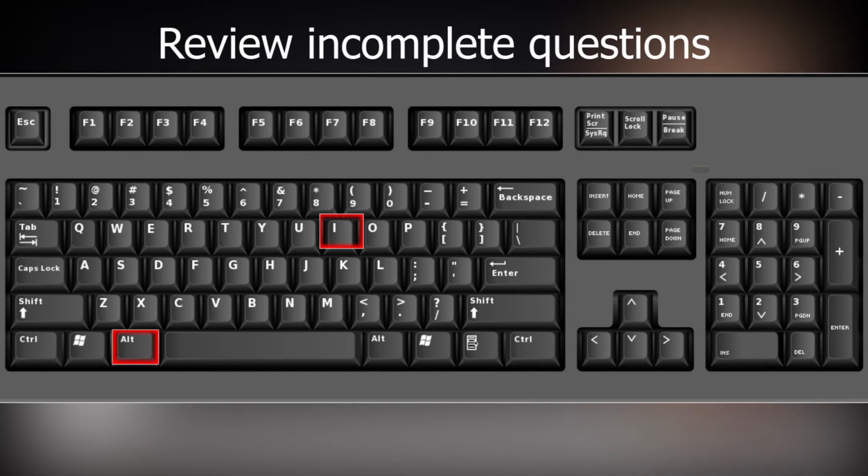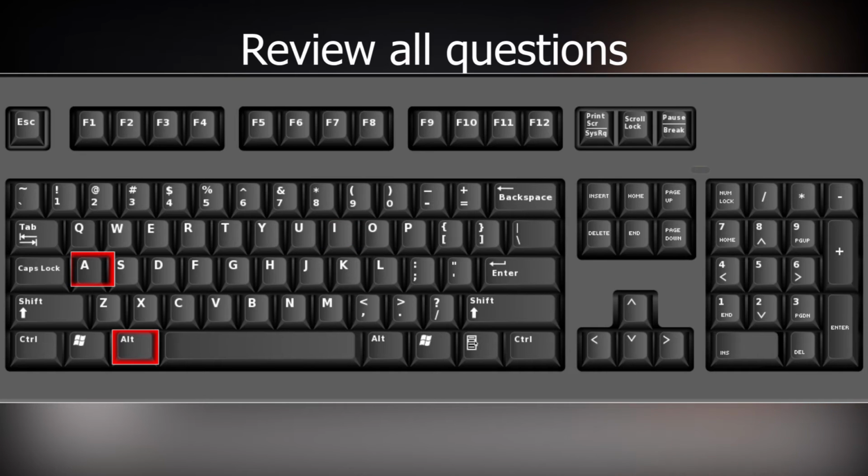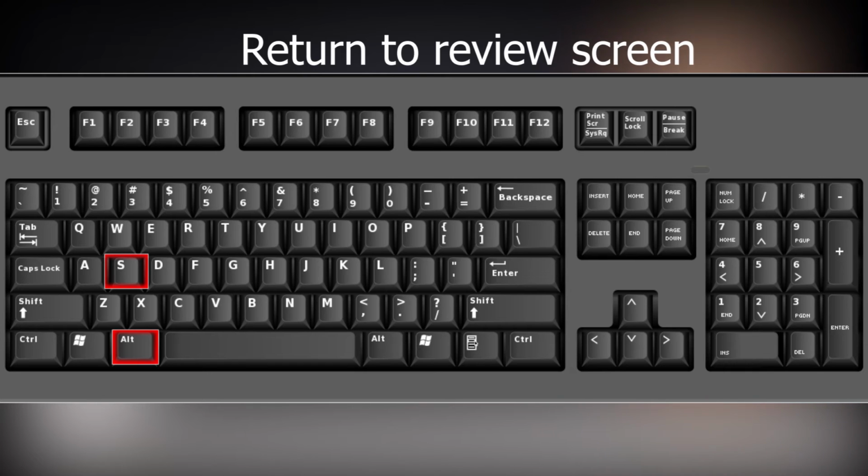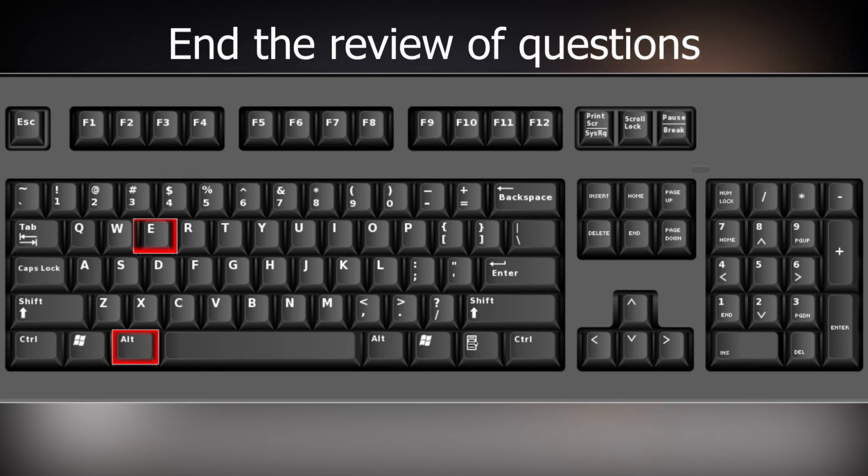Alt I is review incomplete questions. Alt A is review all questions. Alt S is return to review screen, and Alt E is ending the review.